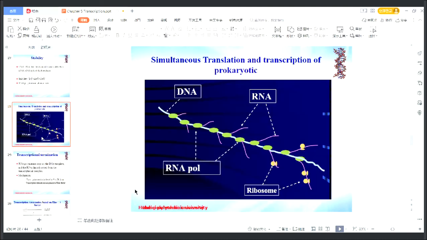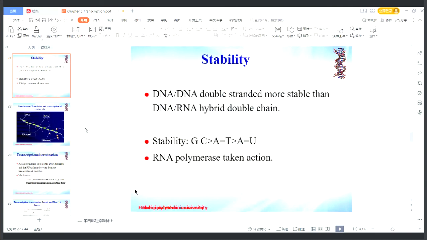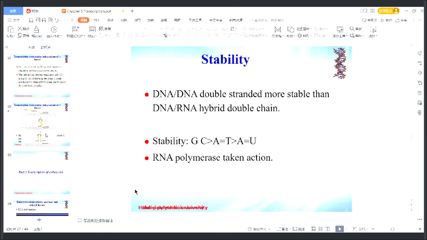We studied this on Friday. Today we stop here. We only study the process of transcription, the transcription of the prokaryotic organism, only the two stages, the initiation and the elongation. And for the termination, next time we study that. Next time we study the termination in the prokaryotic organism. And furthermore, we study the transcription for the eukaryotic organism.